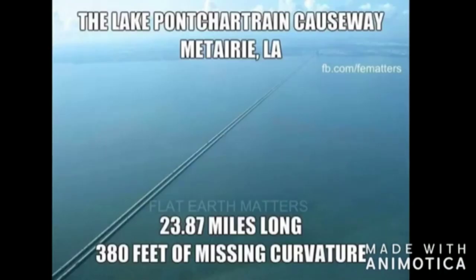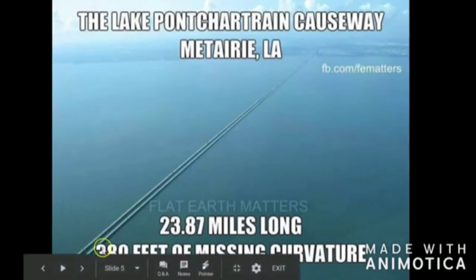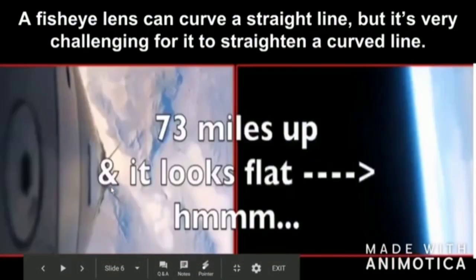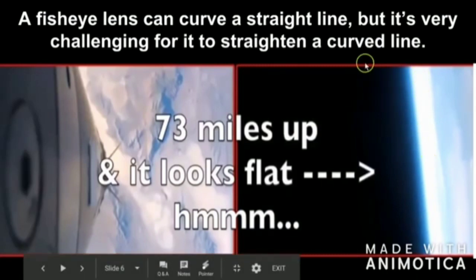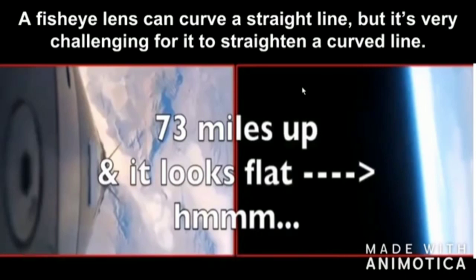And you've seen many different angles of these long ridges where there's a lot of curvature, hundreds of feet of curvature missing. We've seen as high as 73 miles up, and the horizon is flat. So why do we have these contradicting amounts of curvature?